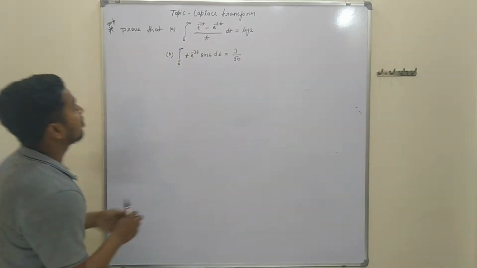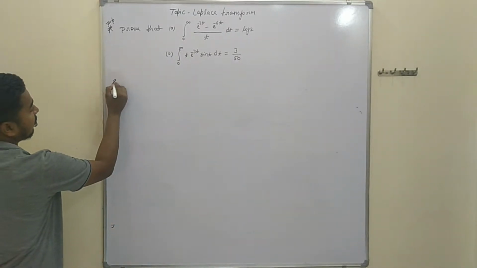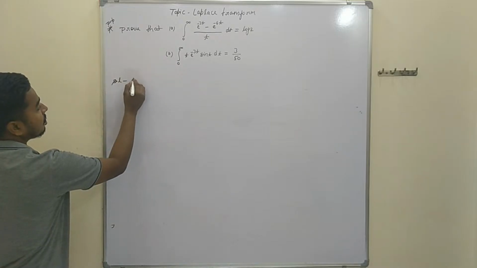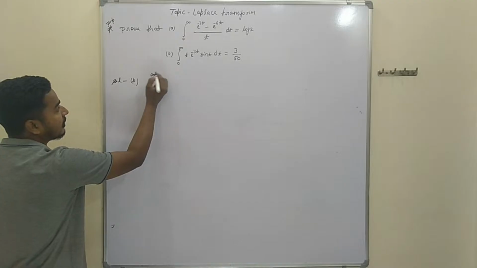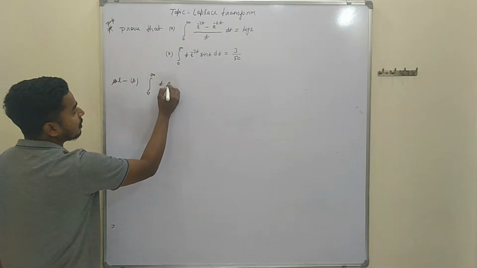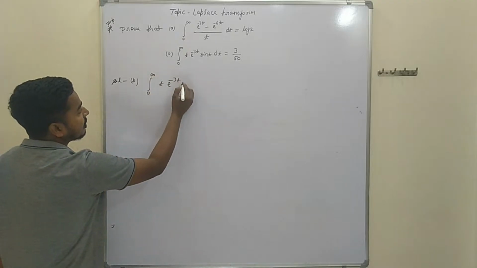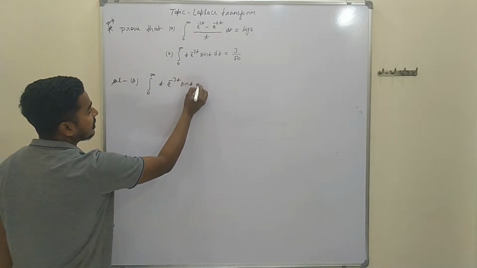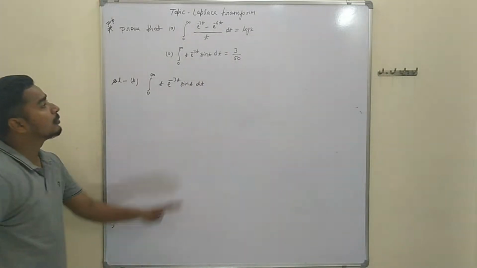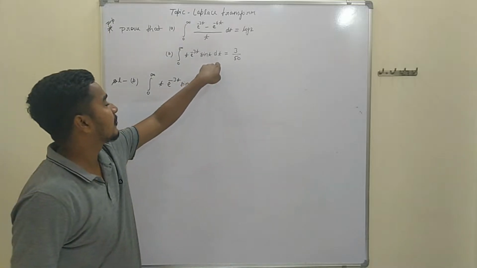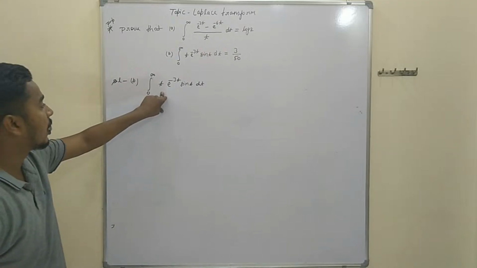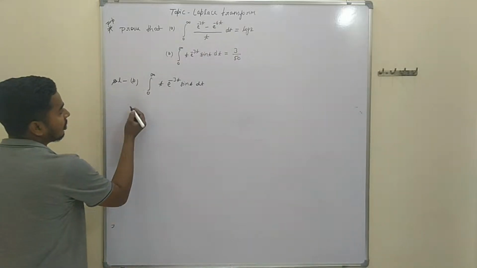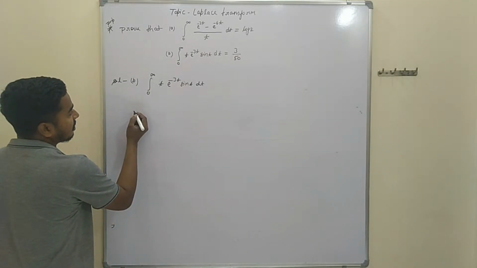We have to solve the second part, solution of b. This is given by the integral limit 0 to infinity of t into e to the power of minus 3t sin t dt, and we have to show that this is equal to 3 upon 50. Firstly, we have to solve here.